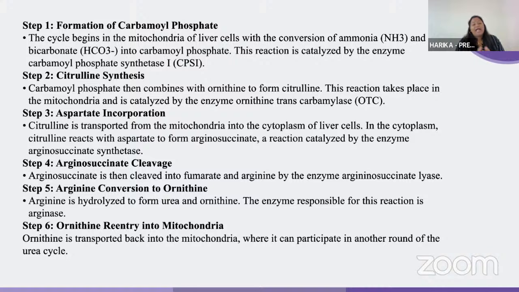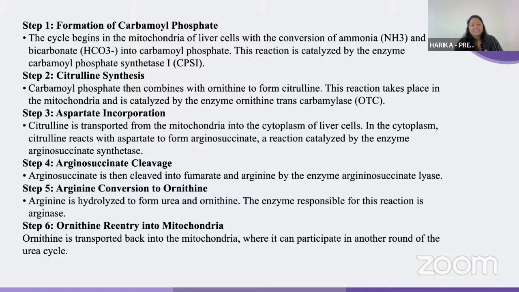And then in the third step, aspartate incorporation occurs. The citrulline is transported from mitochondria into the cytoplasm of liver cells. In the cytoplasm, citrulline reacts with aspartate to form arginosuccinate. This is catalyzed by arginosuccinate synthase. Next, the cleavage of arginosuccinate: it is split into fumarate and arginine by the enzyme arginosuccinate lyase.